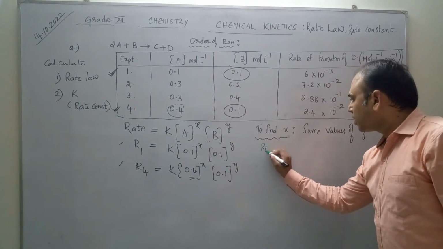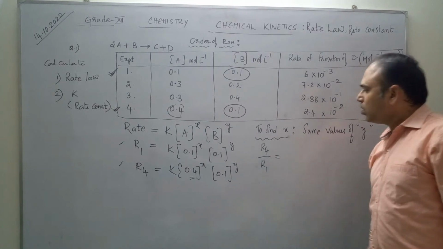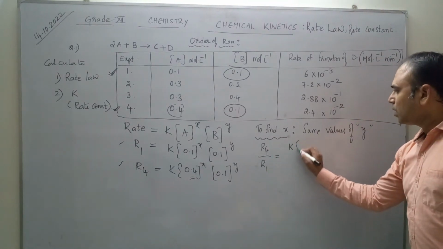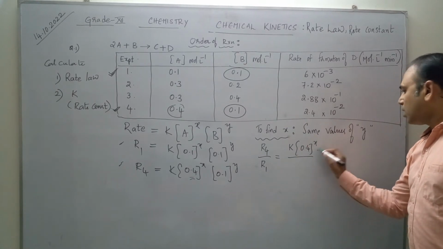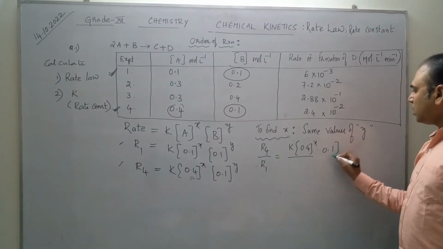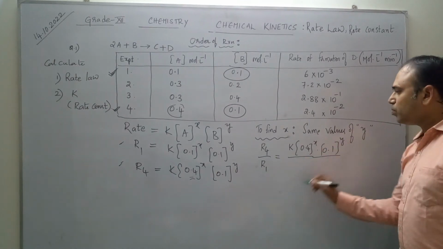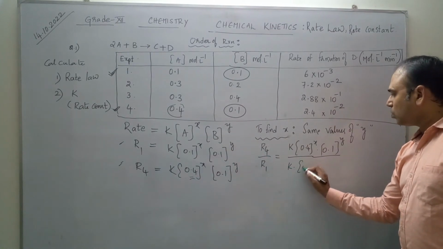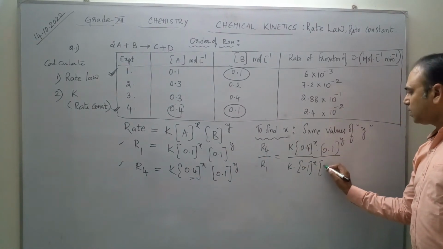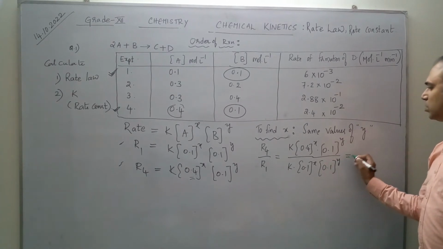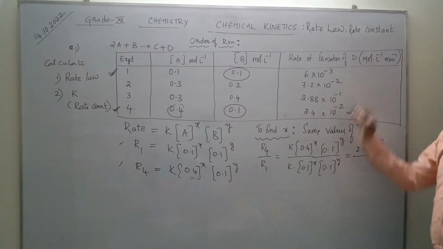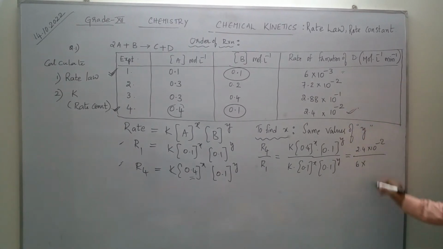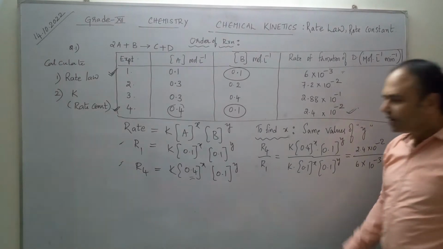So hence rate 4 by rate 1, what we will get? K into 0.4 to the power of X, and here it is 0.1 to the power of Y, divided by K into 0.1 to the power of X and 0.1 to the power of Y, which is equal to, what is R4? This is R4, nothing but 2.4 into 10 to the power of minus 2, divided by, what is R1? 6 into 10 to the power of minus 3. Now let us calculate this.